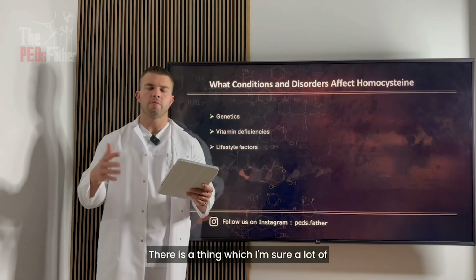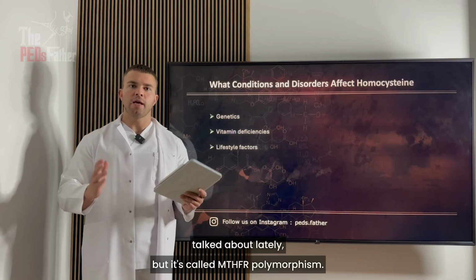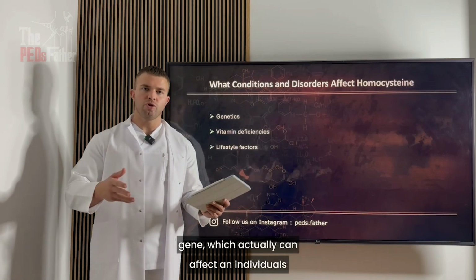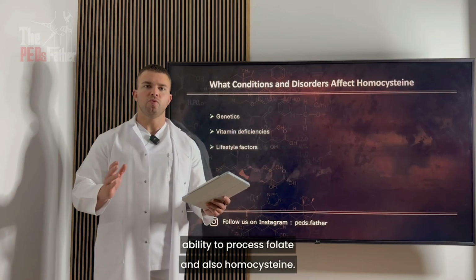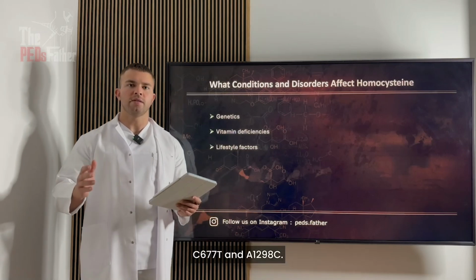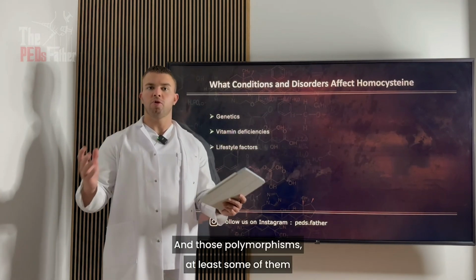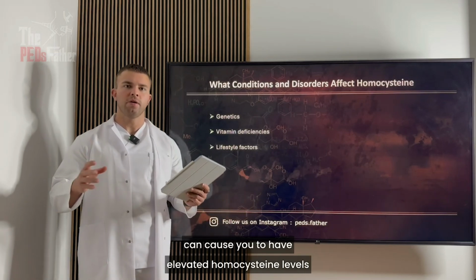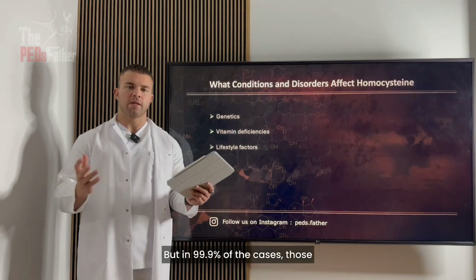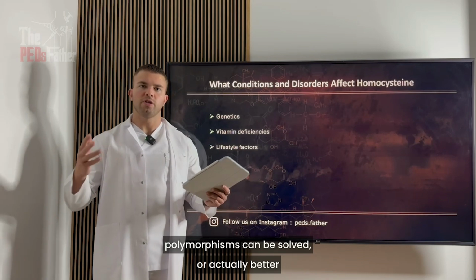There is a thing which I'm sure a lot of you are familiar with because it's being talked about more and more lately, called MTHFR polymorphism. That basically means variations in the MTHFR gene, which can affect an individual's ability to process folate and also homocysteine. And as a side note, the most common polymorphisms are C677T and A1298C. And those polymorphisms, at least some of them, can cause you to have elevated homocysteine levels without you knowingly doing anything wrong.